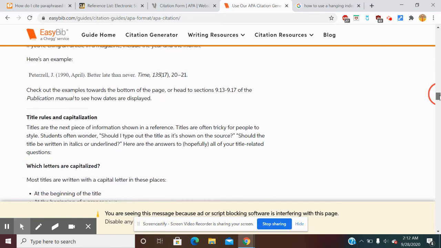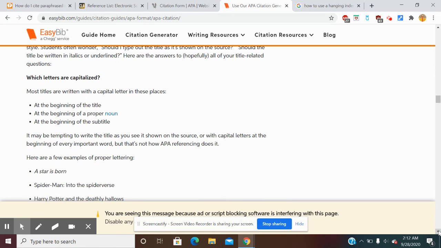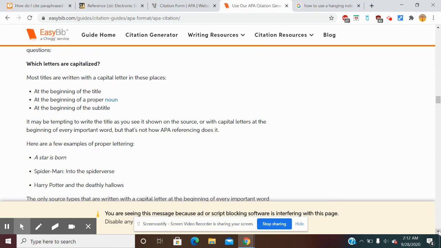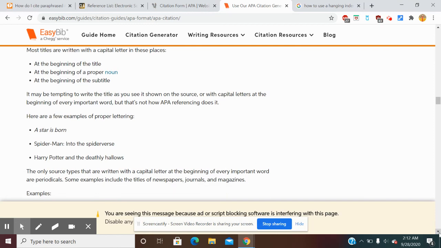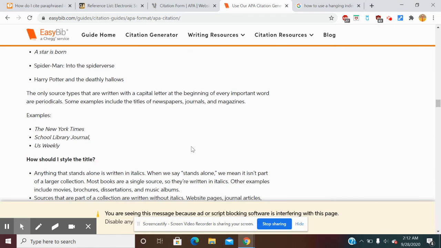Keep these things in mind, and focus on getting it right the first time, because sometimes the professors are so nitty gritty that if you don't get it right the first time, they're going to make you do it again. So, which letters are capitalized? Look how thorough this is. I mean, wow. Just a great, great, great source for citations and references. There's 3 sites that I just showed you. There's a gazillion more.